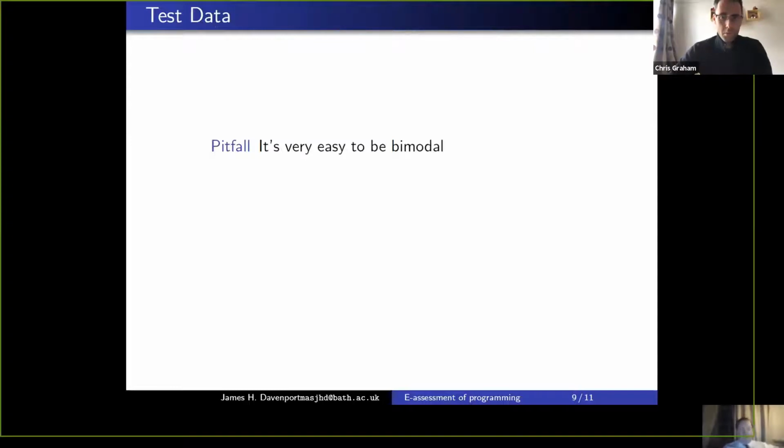The other problem is actually choosing the test data. It's very easy to write a set of test data which is bimodal. Half the students fail it and get 0, half the students pass them all and get 100%. And certainly the first few years I found that I was doing this. I had to go back and rewrite my test data often 2 or 3 times and rerun it. It was very easy to have lots of students on 0.